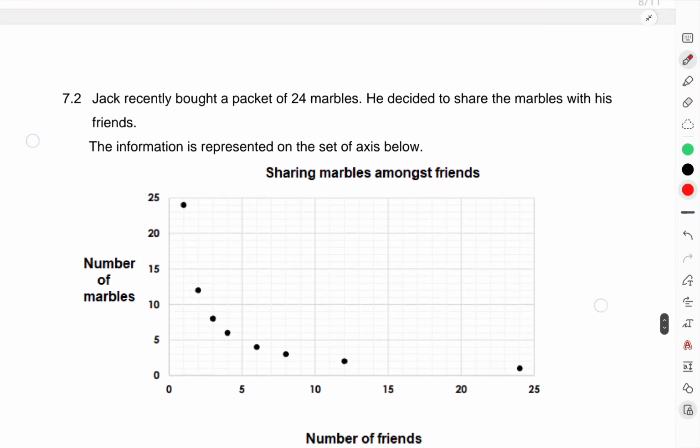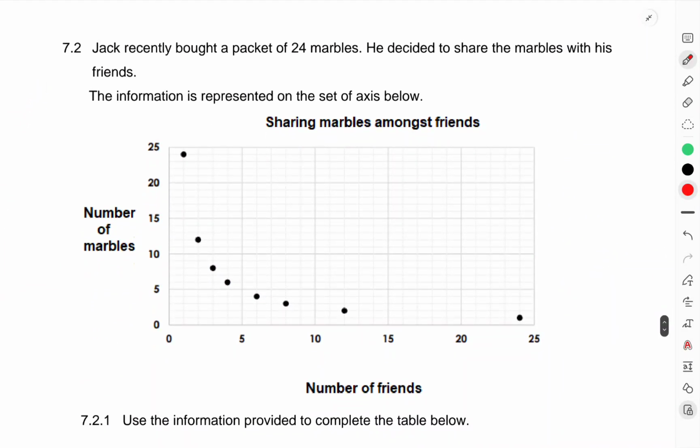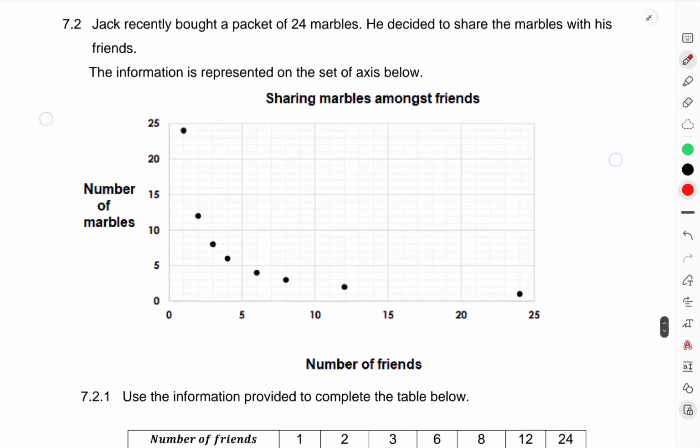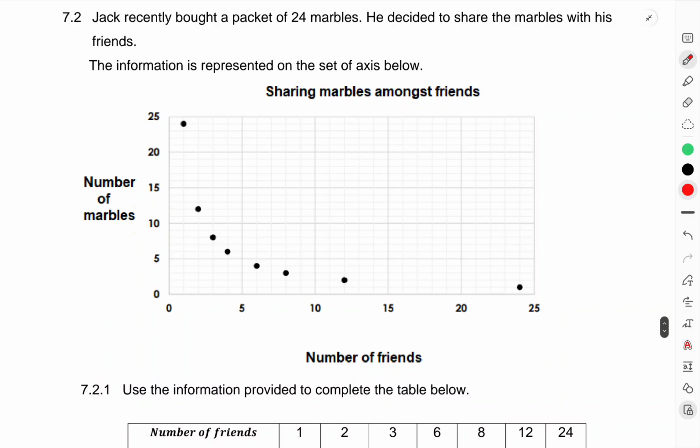Then we are going to go to 7.2. Jack recently bought a pack of marbles. He decided to share the marbles with his friends. The information is represented on the set of axes below. So we have the topic, sharing marbles amongst friends. Then we have the number of marbles on this side and the number of friends on the other side. So here we have the x-axis, the independent variable, and we have the y values, the dependent variable, right?